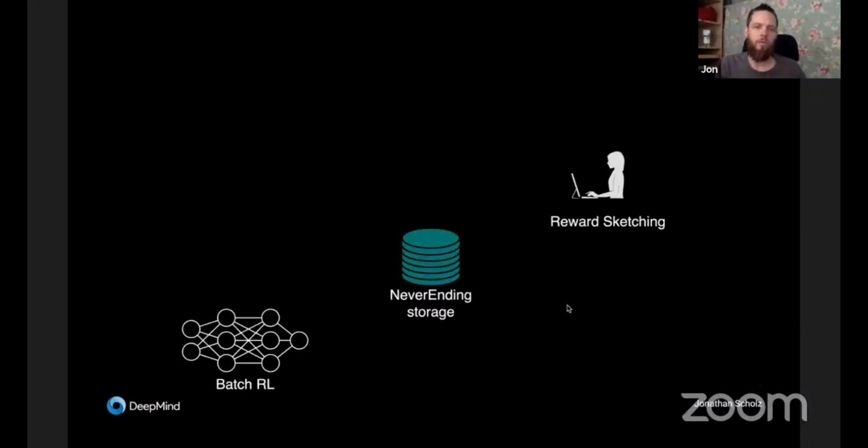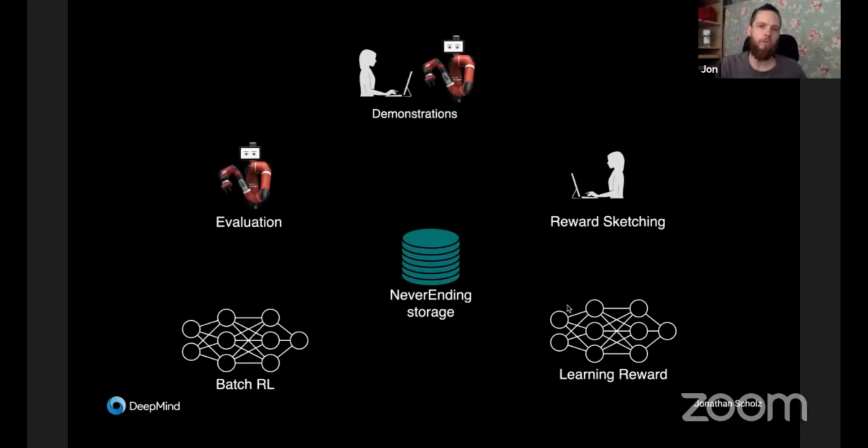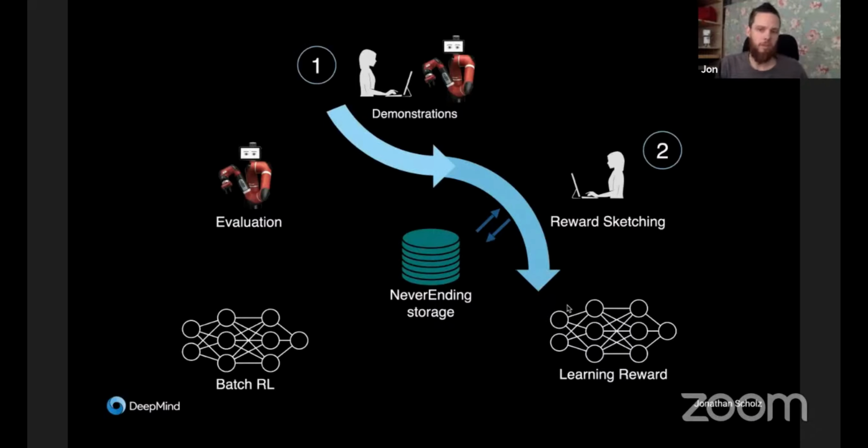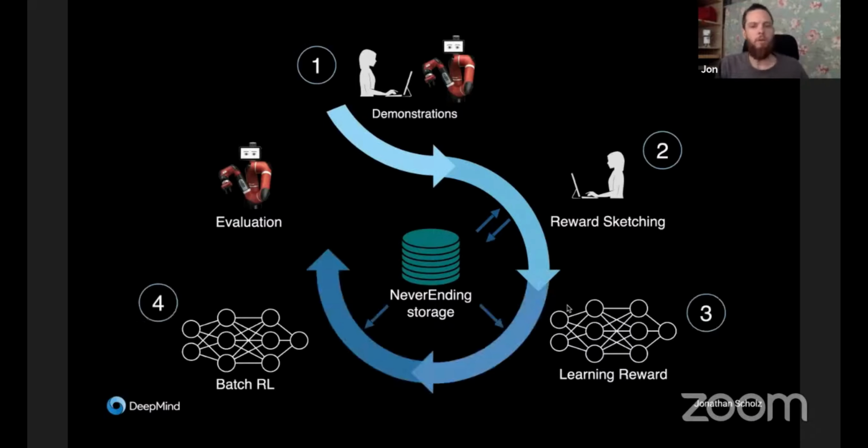Okay, so these get combined into a full loop that'll look a little bit like the data engine loop. We'll start with demonstrations. We'll sketch them, and I'll show you what that means in a moment, and train a reward function. We'll use a reward function to train a reinforcement learning agent against the entire corpus, which again is interacting with never-ending storage, and then we'll do evaluation. And the hope is that we can train a novel task with a relatively small number of trips around this circle.